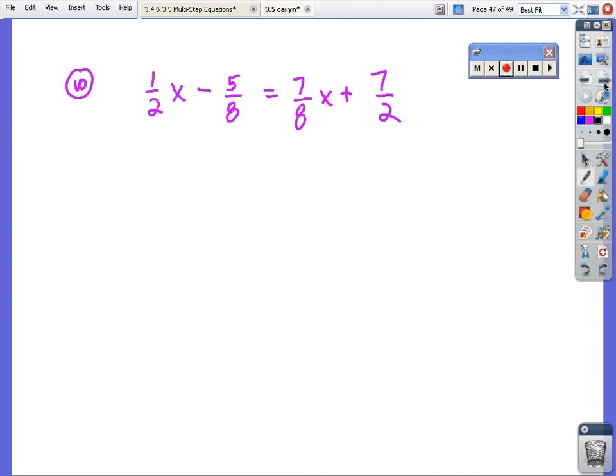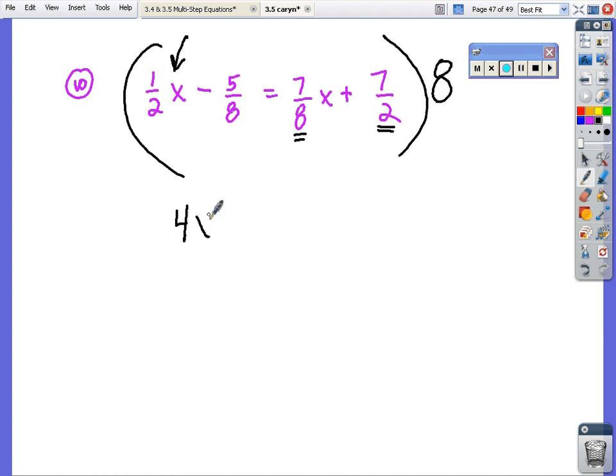Okay. Last one, we have one with fractions. So we talked about if you have a bunch of fractions that you just don't want to deal with, we're going to multiply every single thing in here by a multiple of the denominators. So 8 and 2, you can actually multiply by 8. So we're going to multiply 1/2 times 8, and you get 4x. Negative 5/8 times 8 would be negative 5. 7/8x times 8 is 7x. And 7/2 times 8 is 28.